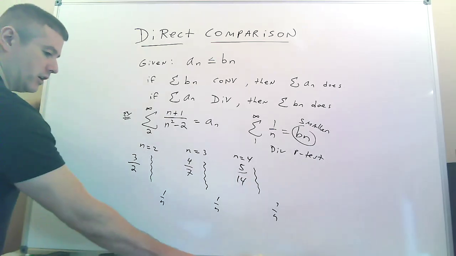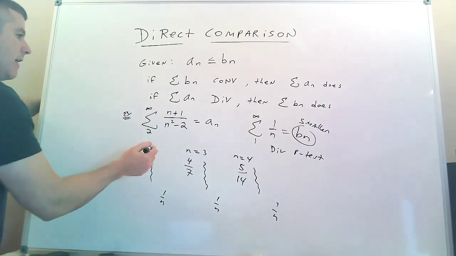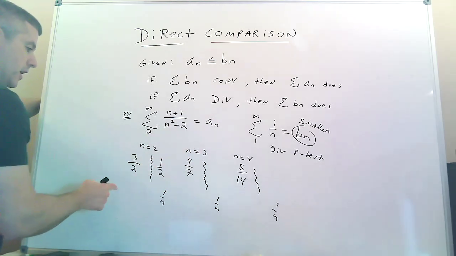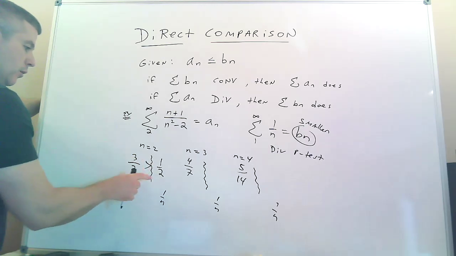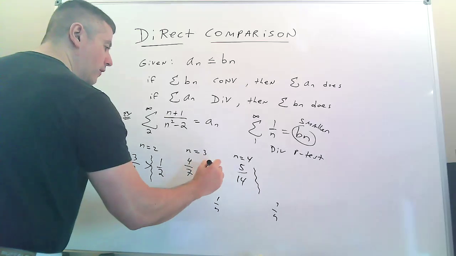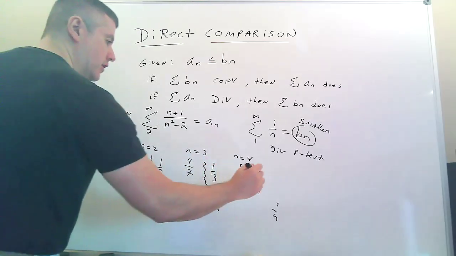Okay, now I have no idea what these are. This is why I have this. And now plugging them into 1 over n is easy. This is 1/2. Clearly, 1/2 is smaller than 3 halves. I mean, look, they have the same bottom. Here you get 1 over 3, and here you get 1 over 4.